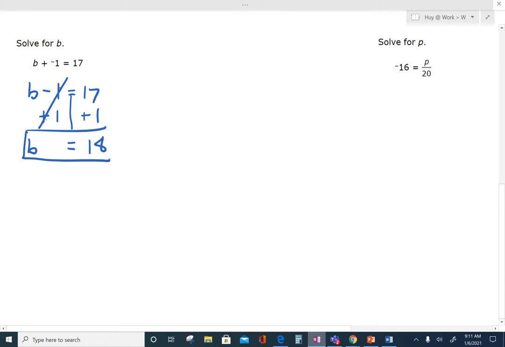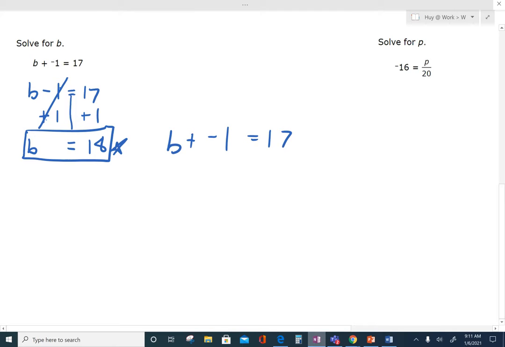All right. Some students, you may not like that I rewrote the problem. So I'm just going to prove to you that when I rewrite the problem, it makes more sense to me. And I'm allowed to do it because this answer right here, 18, I'm going to check it by putting it into the original equation.